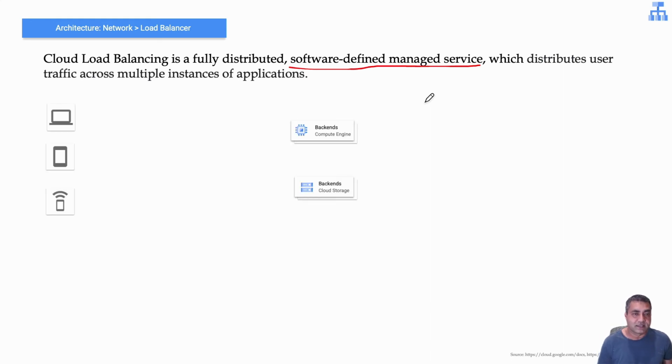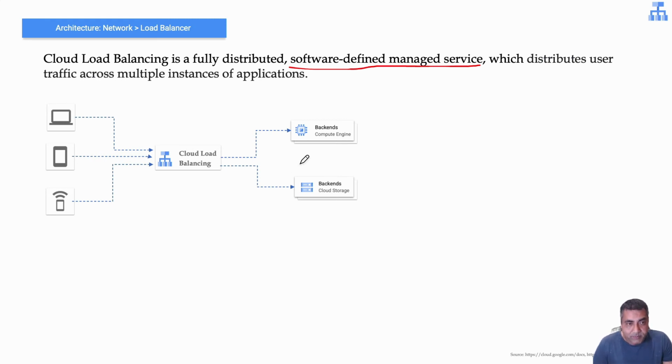So if you take this example, you have different requests coming from different kinds of devices from different locations, and your application is sitting on some backends, which is a compute engine and a cloud storage. That's where cloud load balancing plays a role. It receives the traffic from all of the resources and distributes it to your backends, in such a way that depending upon the request, your backends can scale automatically.